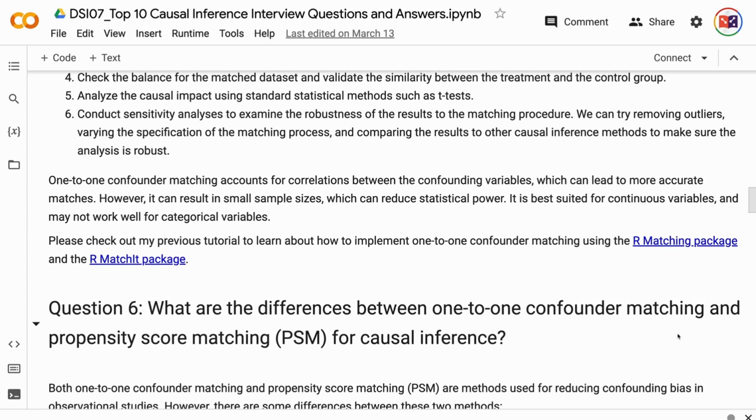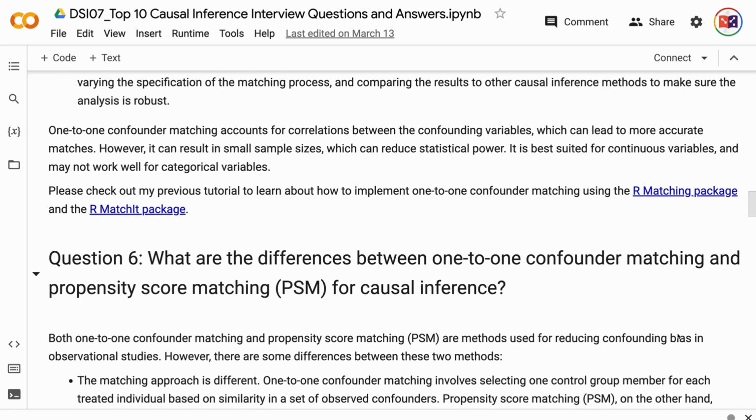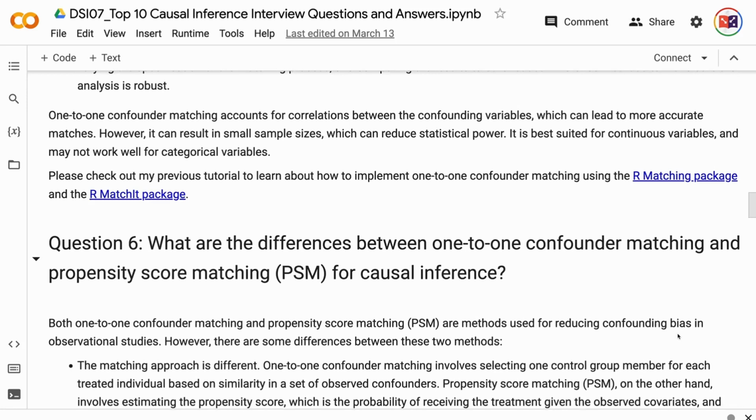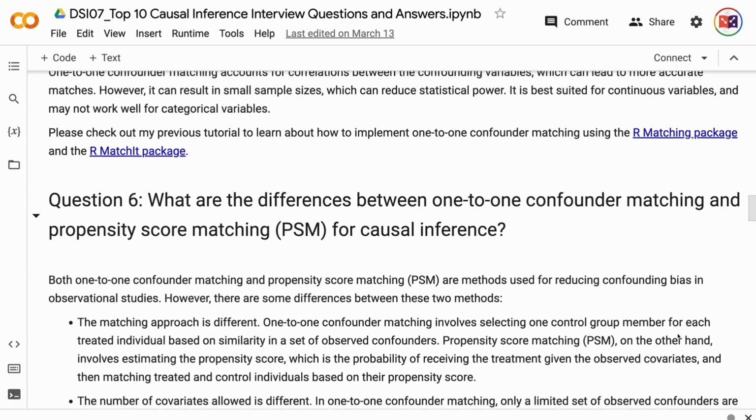One-to-one confounder matching accounts for correlations between the confounding variables, which can lead to more accurate matches. However, it can result in small sample sizes, which can reduce statistical power. It is best suited for continuous variables, and may not work well for categorical variables. Please check out my previous tutorial to learn about how to implement one-to-one confounder matching using the R Matching package and the R MatchIt package. The link for the tutorial will be put in the video description.